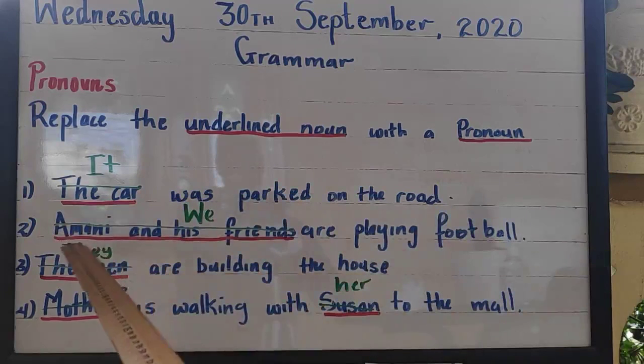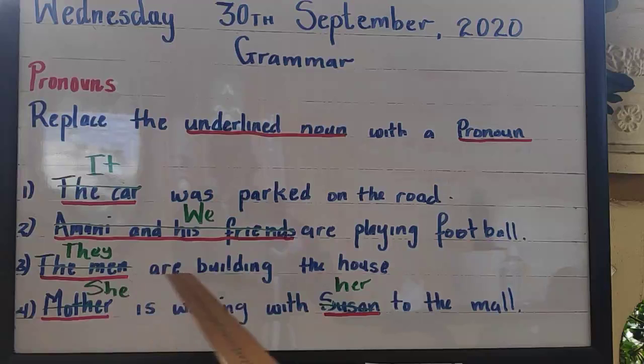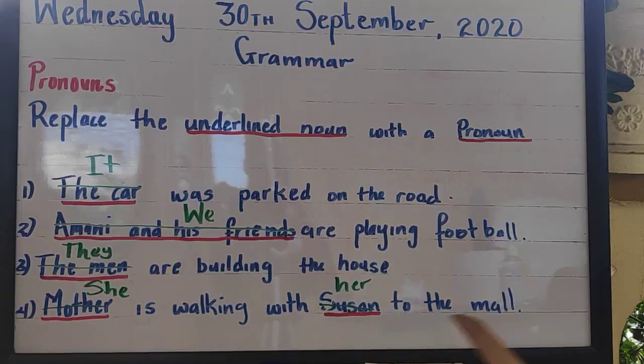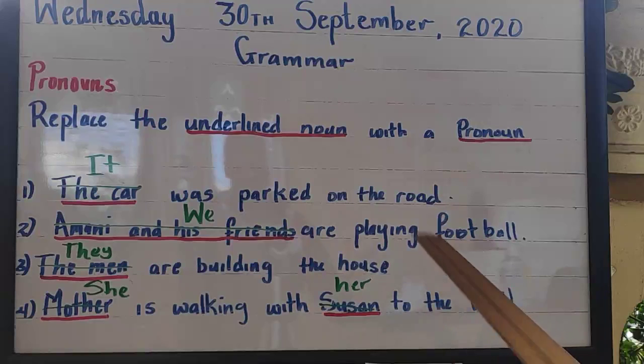Next one, you write, the men are building the house. And then the next sentence you write, they are building the house. Then you write, mother is walking with Susan to the mall. And you write, she is walking with her to the mall. So you're going to write over these sentences like that. I'm going to send a picture for you. And then you're going to do a worksheet I'm sending for you. Alright, boys?